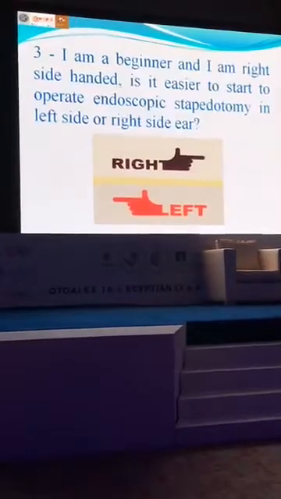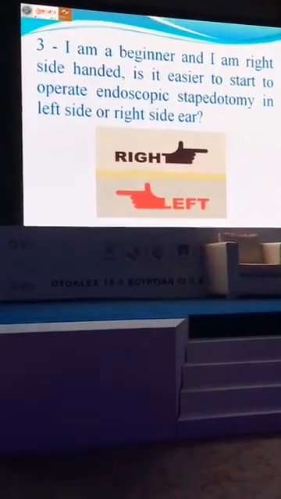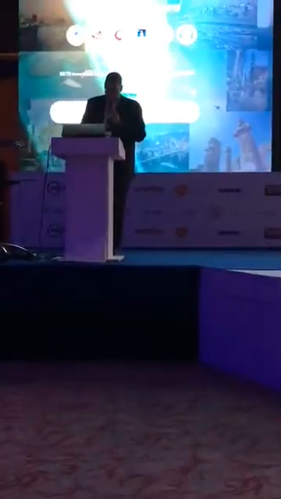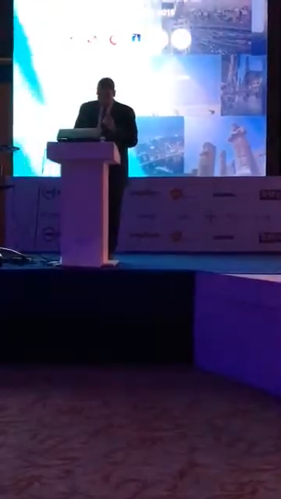Third, I am a beginner and I am right-side-handed. Is it easier to start to operate endoscopic stapedotomy on the left side or the right side here? And this is a debatable issue indeed.